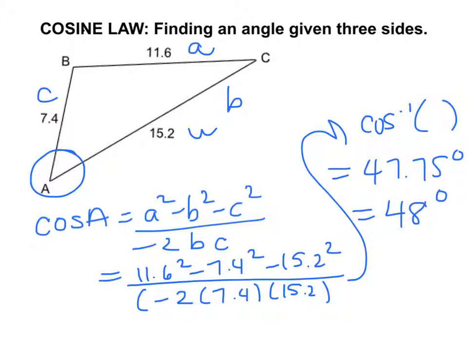Only things you have to be careful of for this one is making sure you square everything on the top and that you have a really big bracket on the bottom to capture everything, or you do it in two parts. Try not to use your decimal places or your answers could be a little bit different. That's it. That's using cosine law, given three sides to find an angle.